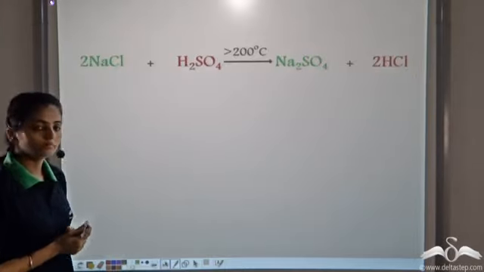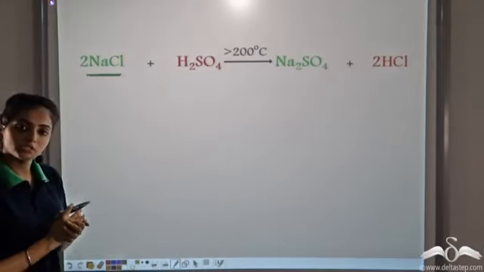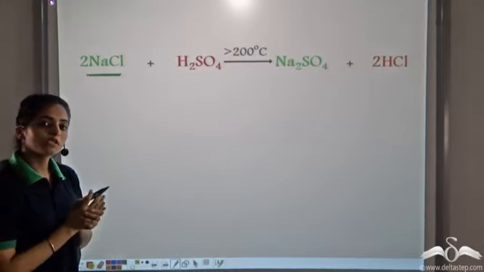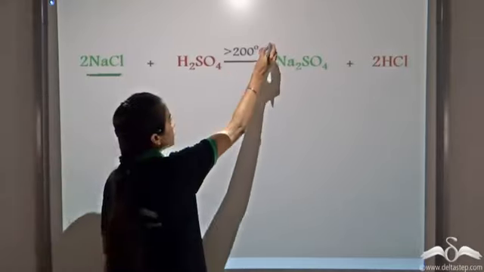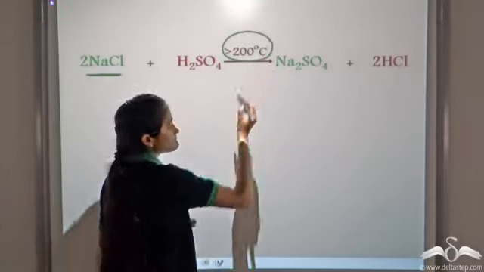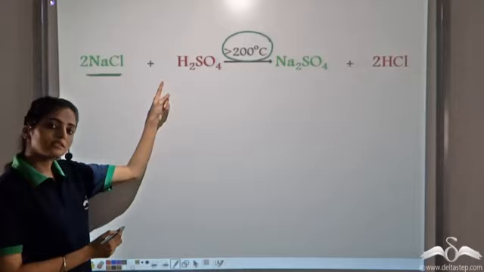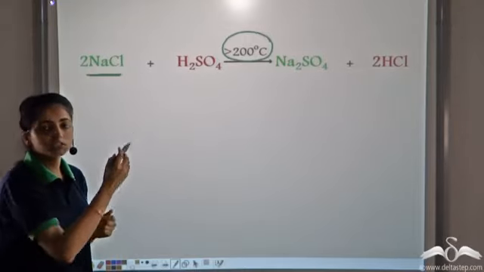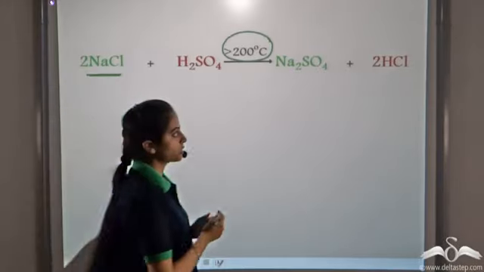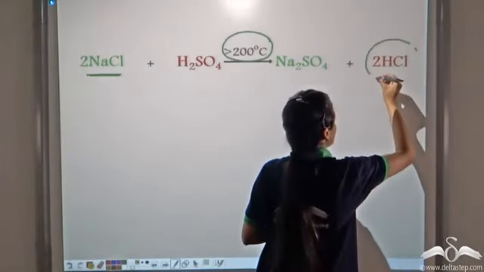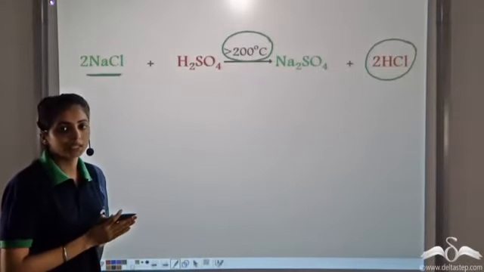Let's see the reaction. We use a salt, most commonly sodium chloride, that is made to react with sulfuric acid, and the temperature should be above 200 degrees Celsius. So one salt reacts with one acid to form another salt, that is sodium sulfate, and another acid, which is HCl. So in this case, we had to prepare HCl. So by using this reaction, we can prepare HCl.